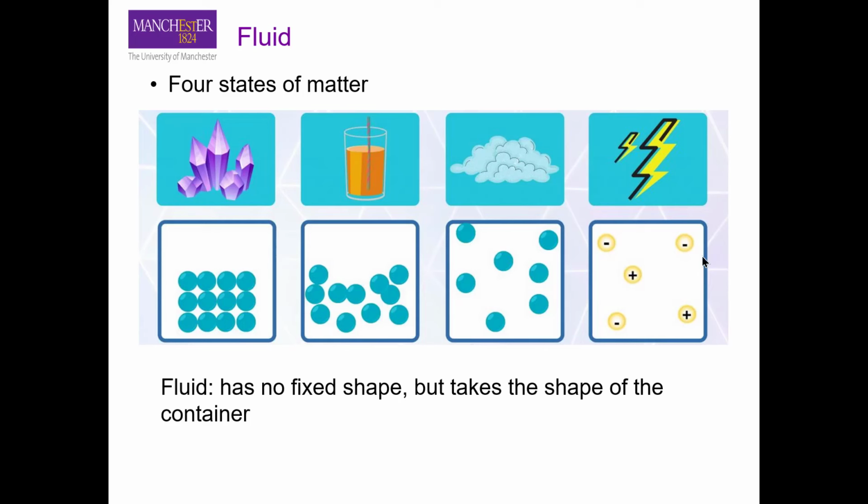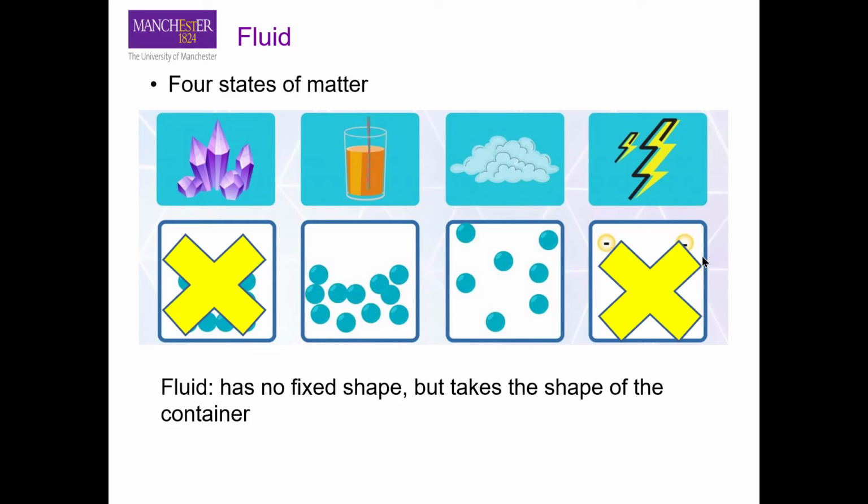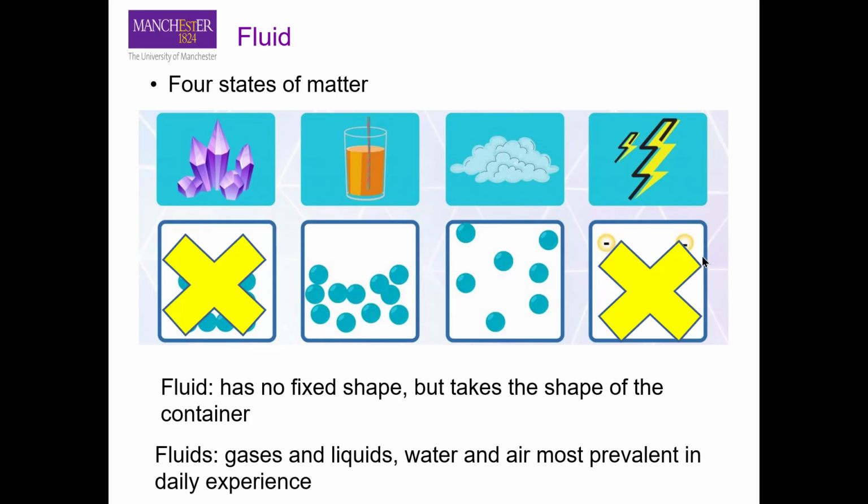If we look at this definition, we can exclude solids from fluids because solids tend to have rigid structures. We can also remove plasma from fluids because as engineers we tend not to deal with charged particles. So we have the remaining two states, gases and liquids. Fluids are actually gases and liquids, and the most common examples are water and air.